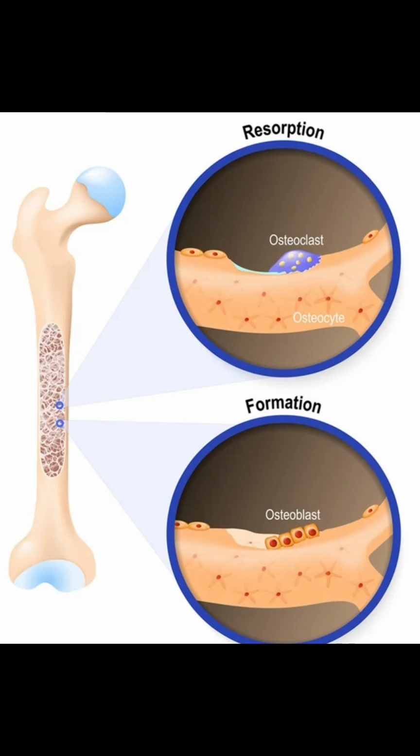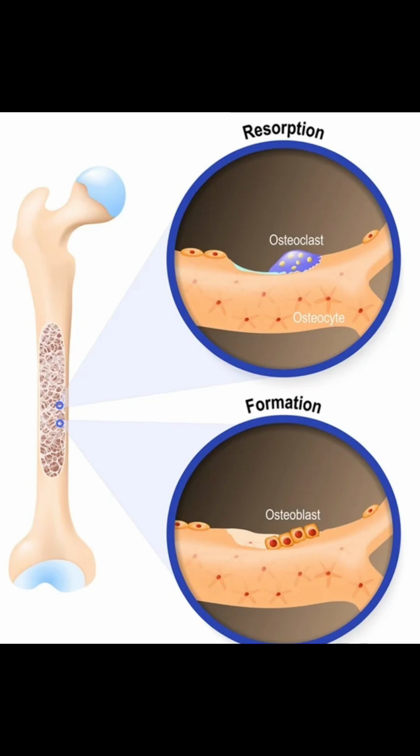Now we'll talk about the cells involved in bone growth. So bone growth wouldn't happen without these amazing cells. So the first one is the osteoblast. These are the builders. They create new bone tissue by producing collagen and helping calcium harden the bone matrix. And that one is in that bottom picture right there.